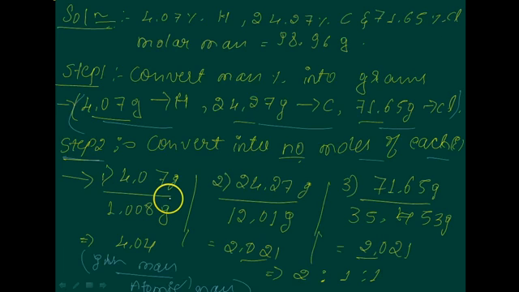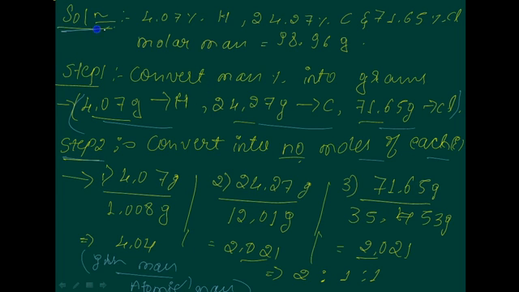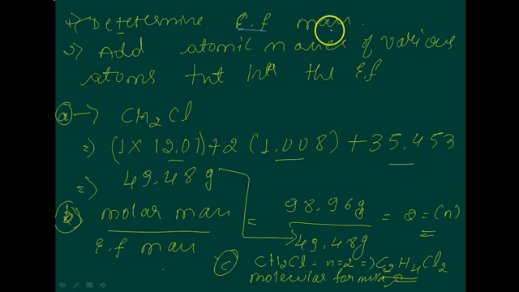So please concentrate from the above. This is the statement of the problem, and you should know the solution for this. This is step 1, and step 2, convert and then divide. Step 3, to obtain the ratio, divide the mole value obtained by the smallest number, 2.021. Then write the empirical formula using this. Step 5, molecular formula, and then determine the empirical formula mass. Add the atomic masses of various atoms present in the empirical formula. This is over.